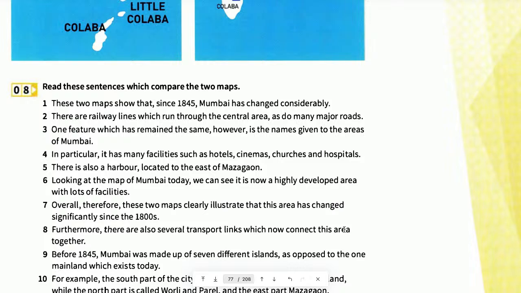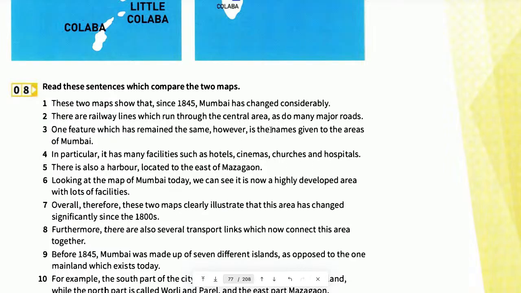Harbors. Harbors must be somewhere near the beach, at the edge of the land, very close to the sea. Yes. Where? Which sentence is that?